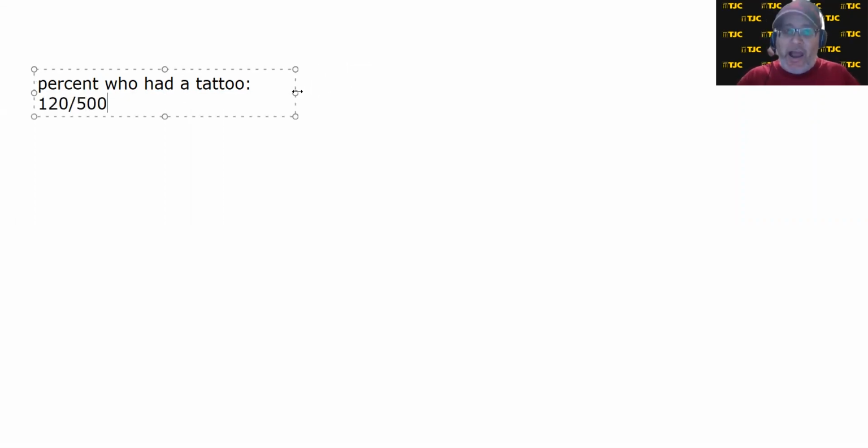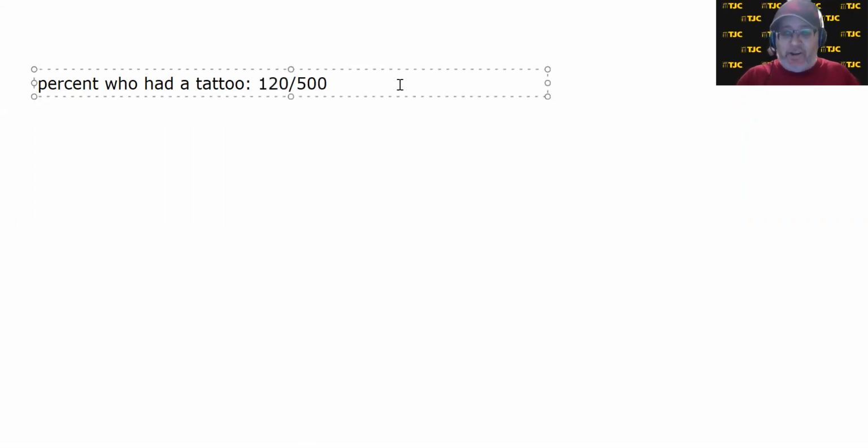Now you can write it as a fraction, but you probably know that all fractions are division problems. So how do you turn 120 out of 500 into a percent? First divide it, use the technology of your choice to get 0.24. And do you remember how to turn a decimal into a percent? Move the decimal place 2 places to the right. So if I move the decimal 2 places to the right, I would get 24%.